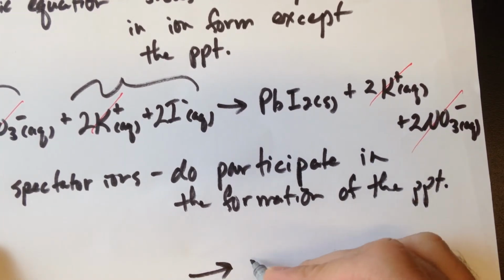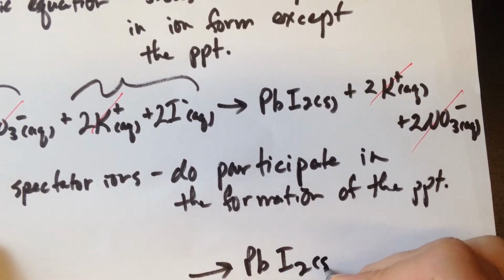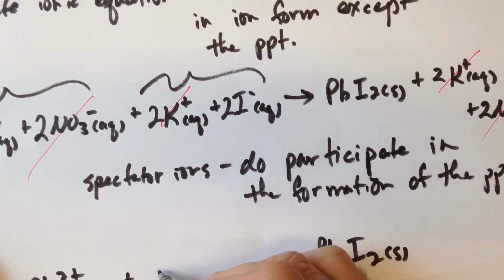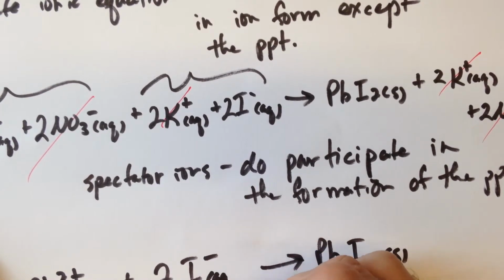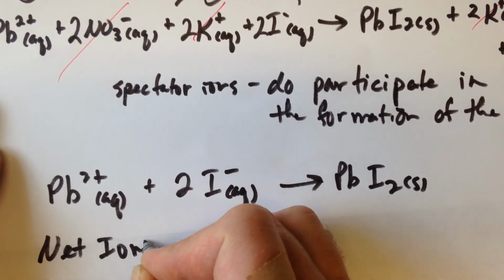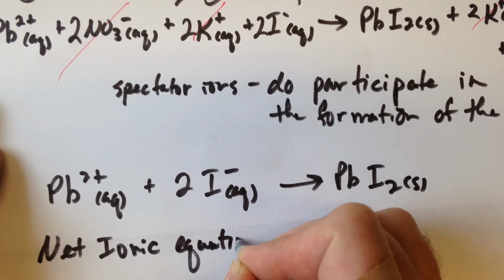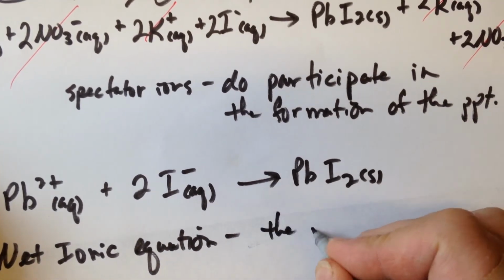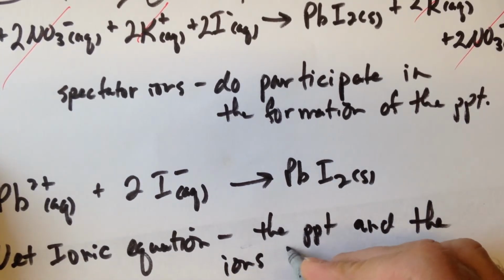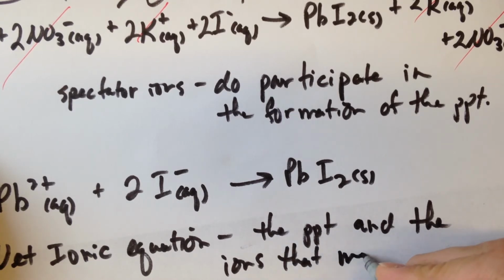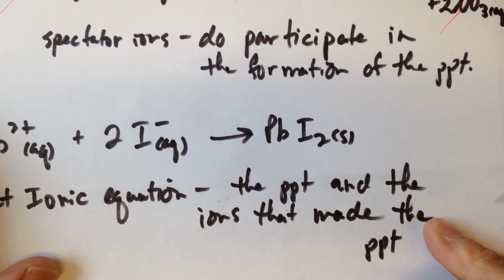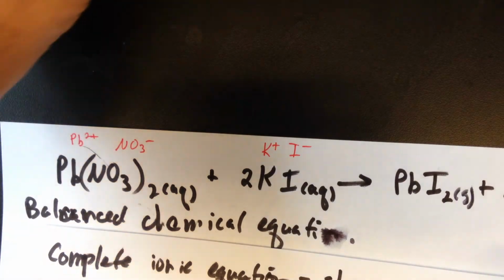And what I'm left with after I cross those off is referred to as the net ionic equation. Which illustrates the precipitate and the ions that made the precipitate. Okay? So overall, I mixed everything up.